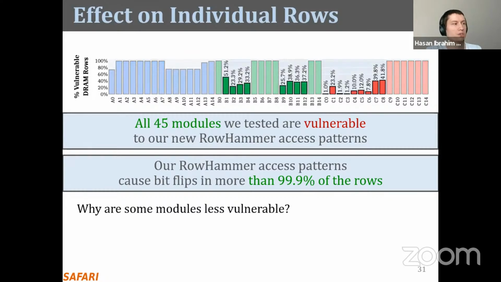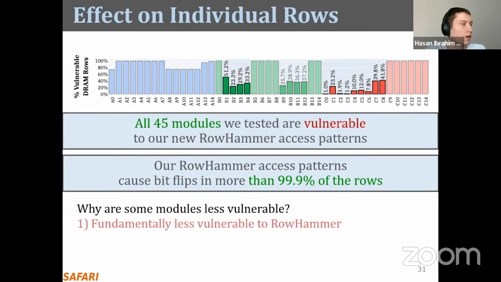Okay, but why are some modules less vulnerable? We find that this is due to 3 reasons. First, these modules are fundamentally less vulnerable to RowHammer. If you go back to that table and look at the HC first value, you will find that these modules highlighted here have relatively higher HC first values. So these are just inherently more tolerant.